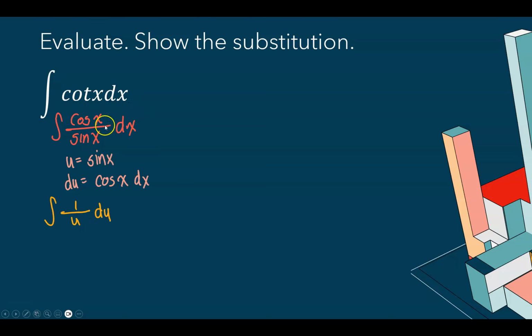So we get a much cleaner 1 over u instead of 1 over sine, and cosine of x and dx become du. Antiderivative of 1 over u is natural log of the absolute value of u plus a constant, and then just put sine of x back in for u.